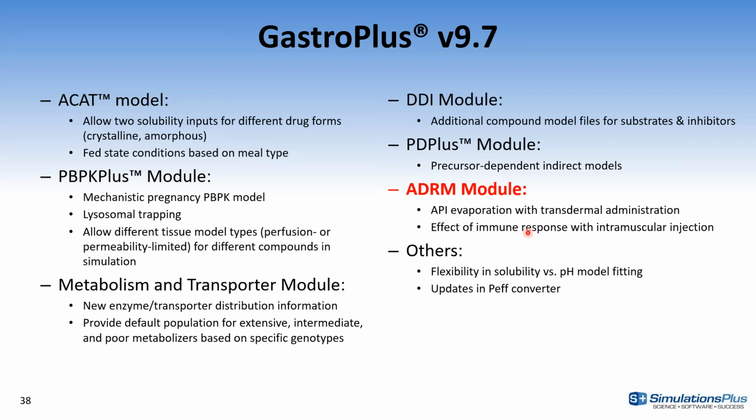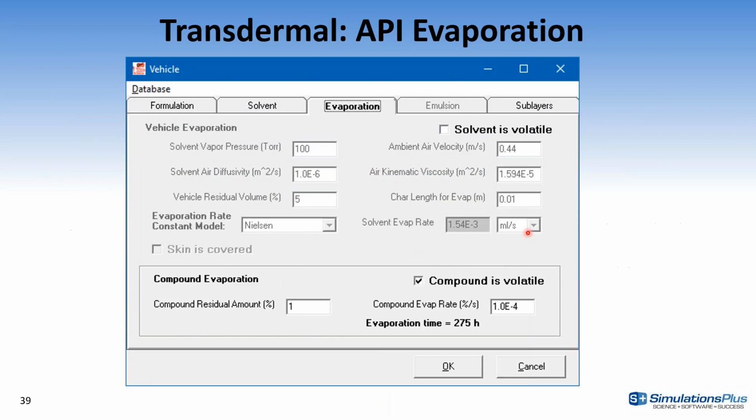We've done some modifications on the additional dosage routes for a couple of them specifically. One was for transdermal administration. We've added an option for evaporation of the compound itself, for evaporation of the drug. Right? For those of you who have worked with the transdermal model, you know that even in the past, we already had an option for evaporation of the solvent. So the solvent or the vehicle in which you are administering the compound on the surface of the skin could be evaporating, changing the concentration gradients and affecting how the drug is actually pushed into the skin.